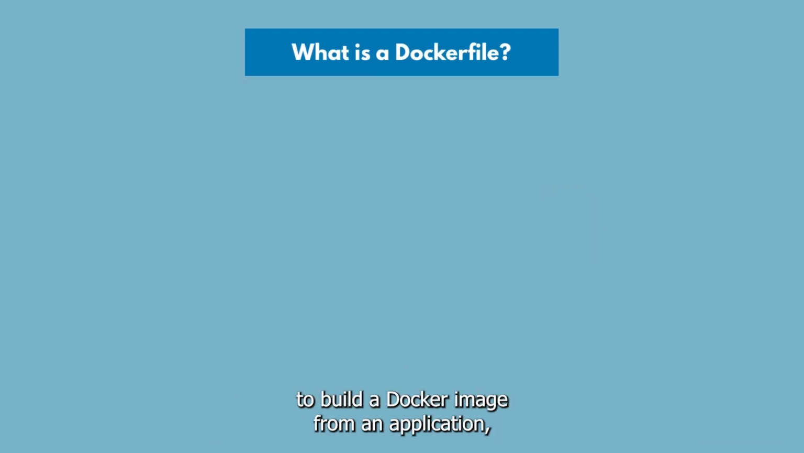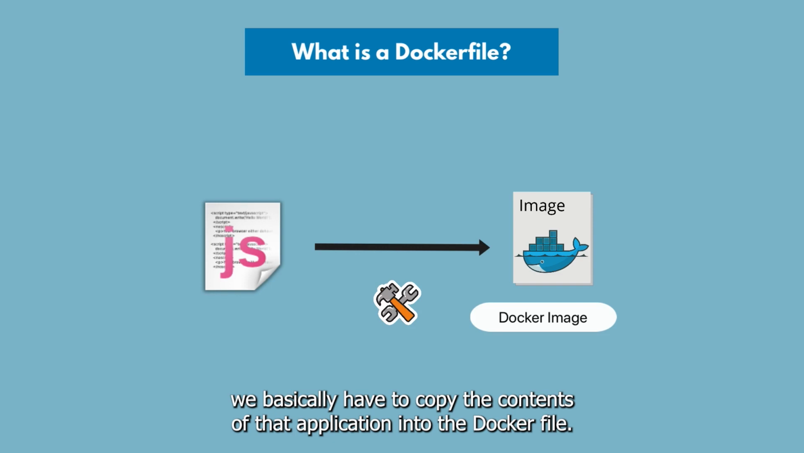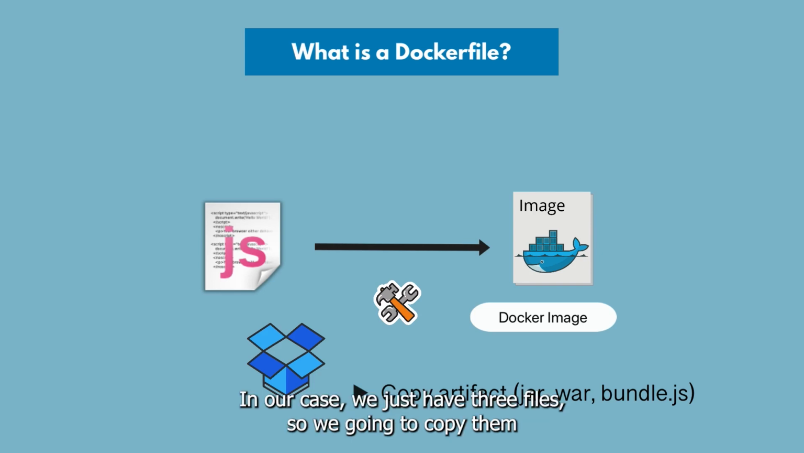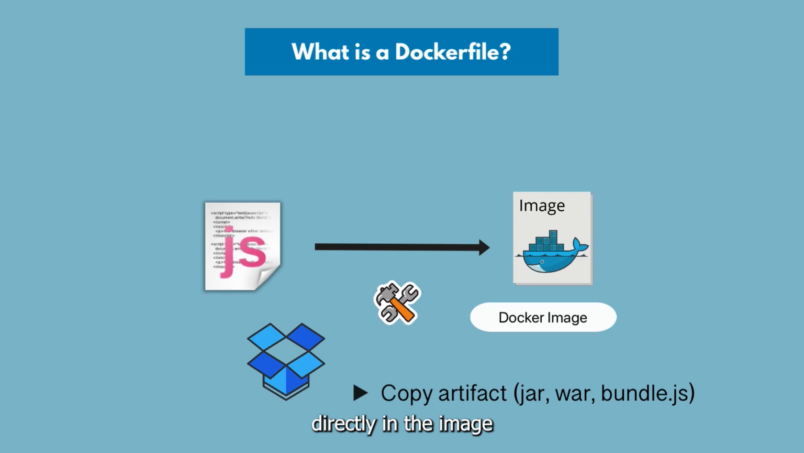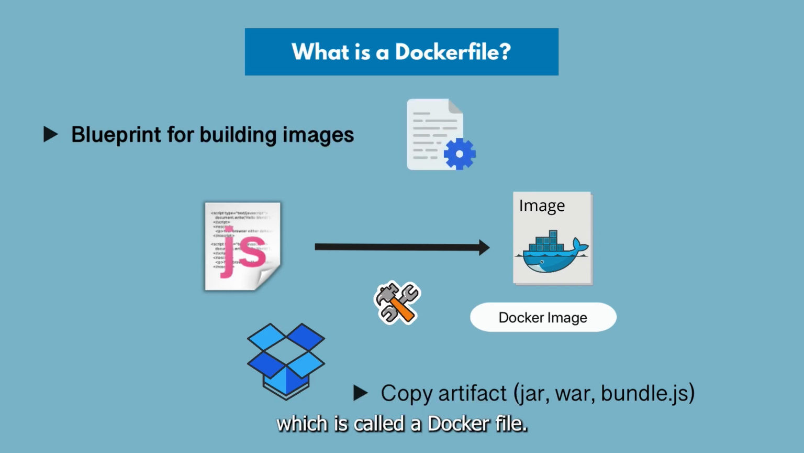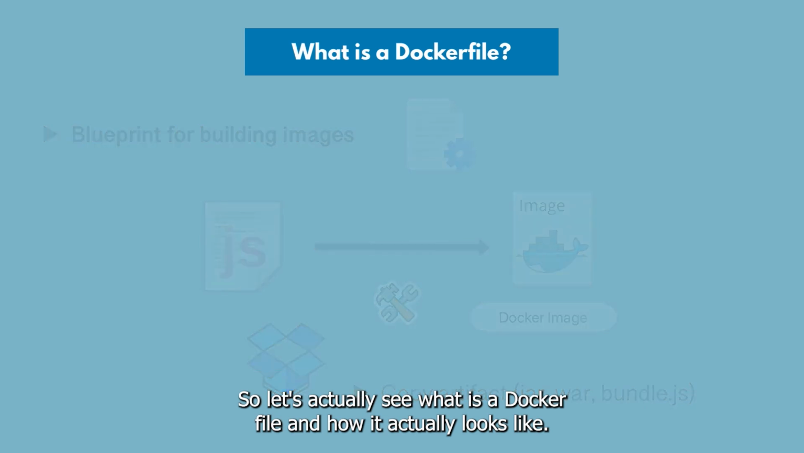In order to build a Docker image from an application, we basically have to copy the contents of that application into the Docker image. It could be an artifact that we built. In our case, we just have 3 files, so we're going to copy them directly in the image and we're going to configure it. And in order to do that, we're going to use a blueprint for building images, which is called a Dockerfile. So let's actually see what is a Dockerfile and how it actually looks like.